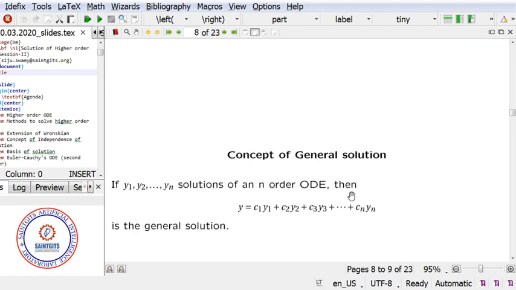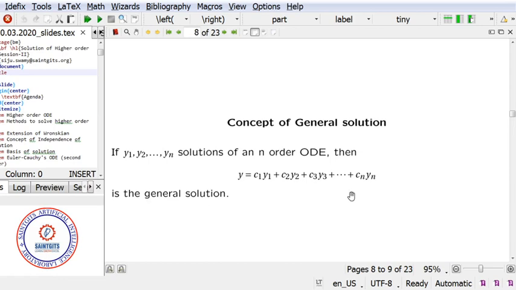Then concept of general solution. Suppose y1, y2, etc. yn are solutions of an nth order ODE, then the linear combination of these solutions is again a solution. That solution is called general solution. That is, mathematically y is equal to c1 y1 plus c2 y2 plus c3 y3 plus etc. plus cn yn. This is nothing but a linear combination of the set of given solutions, and this solution is considered as general solution.